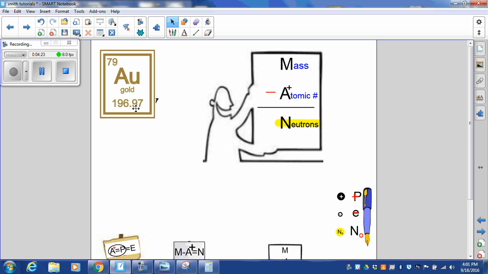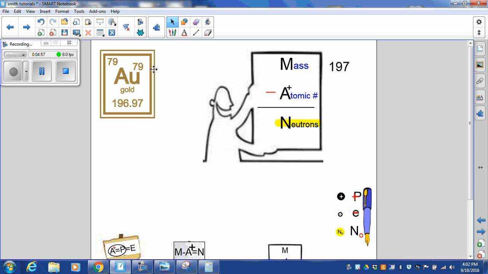Okay, our last one we're going to work is gold. Gold has the atomic mass of 196.97. Here is an example. When you round it to the nearest whole number, it now comes out to 197. So be careful. If you use 196, this calculation is going to be off by 1, and I guarantee you it's going to be one of the answer choices. Be careful. So 197 is the mass.